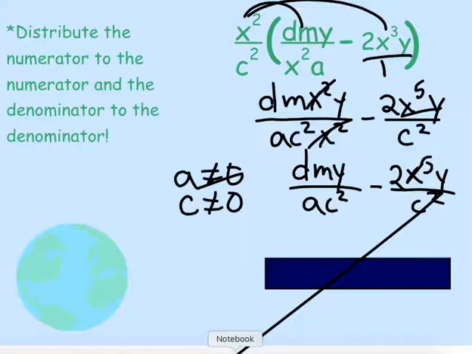Now, you may wonder, well, can't we do something and simplify these? The c squared and the c squared as our denominators? And we would have to say no, because we do not have common denominators. We could get there, but it's not necessary.